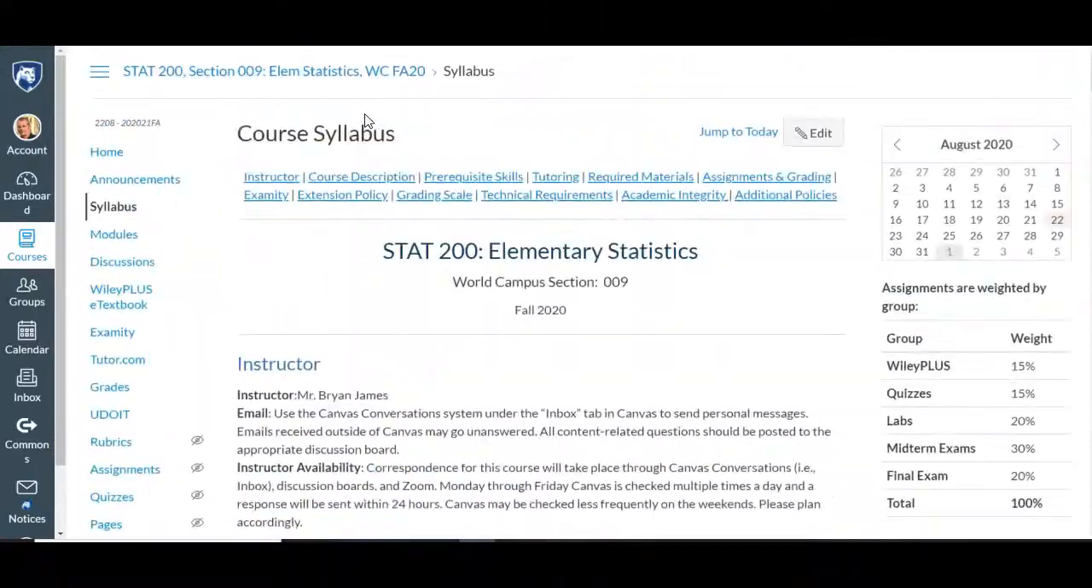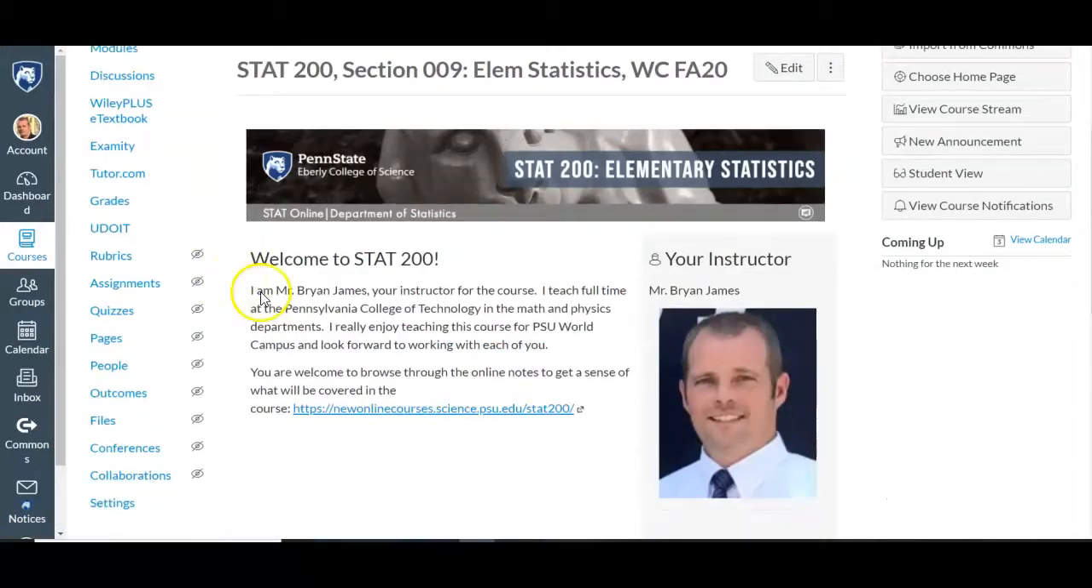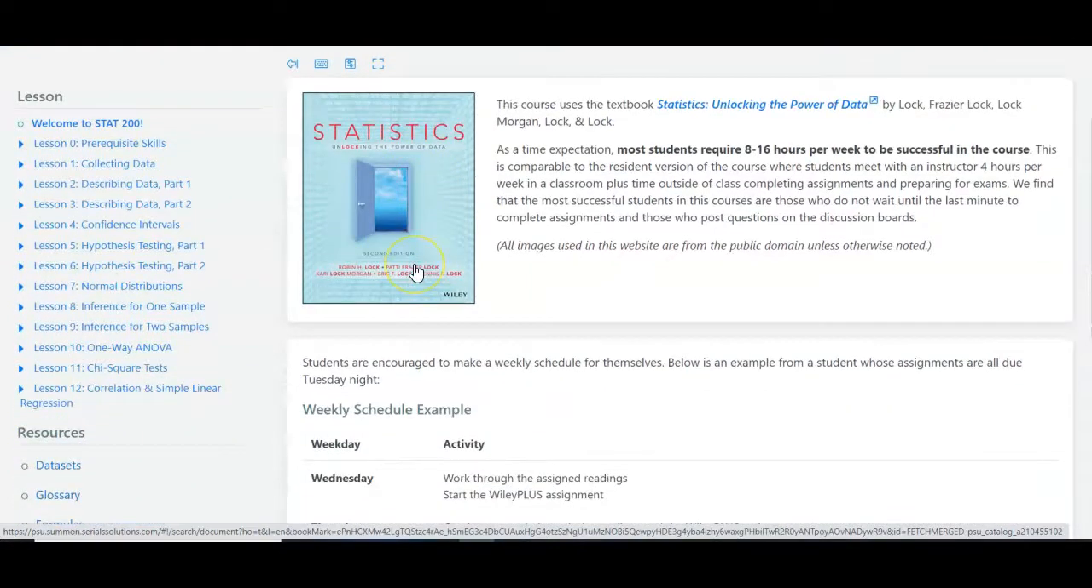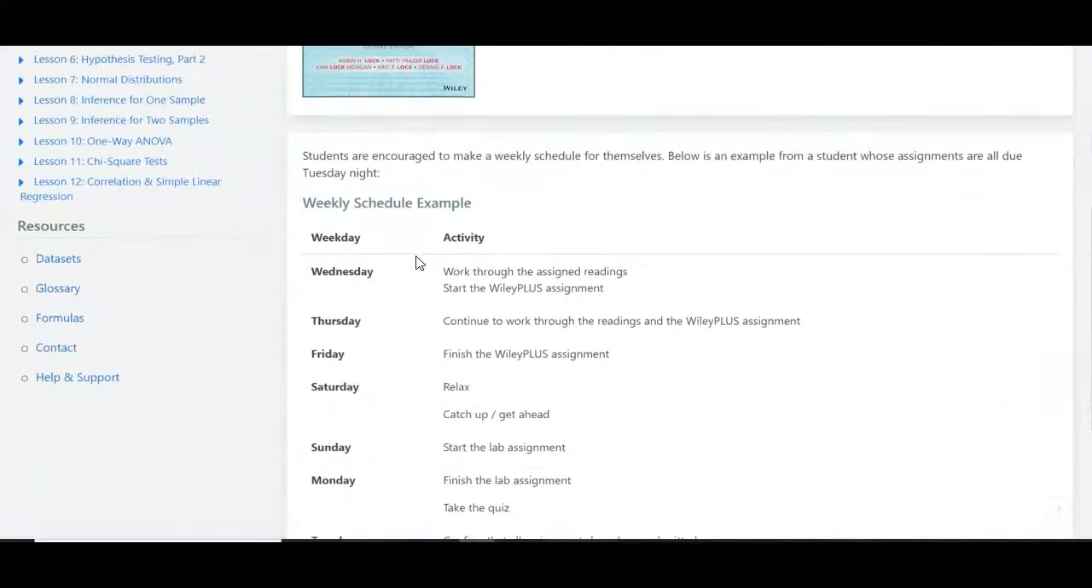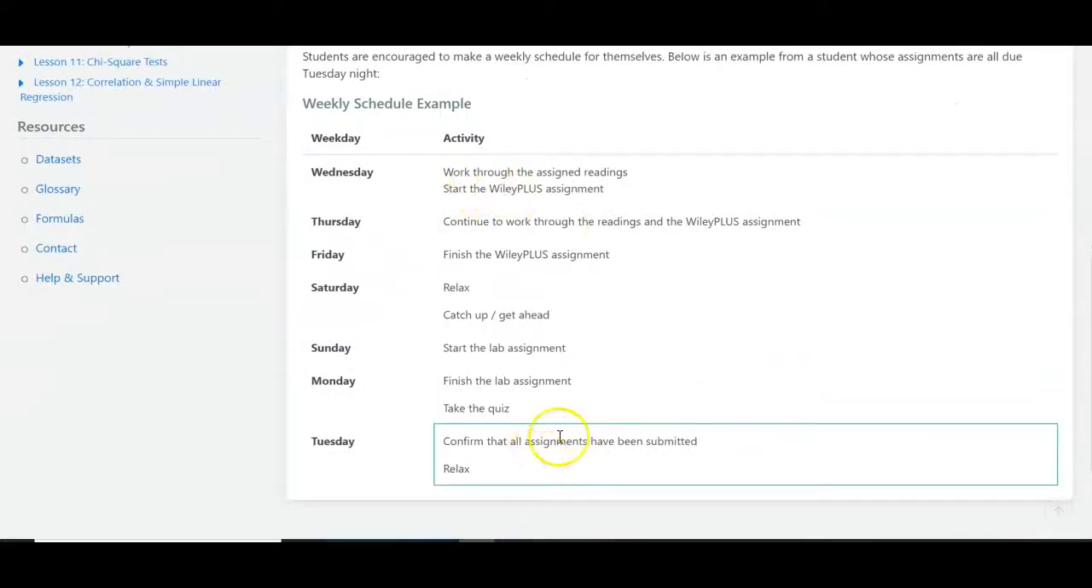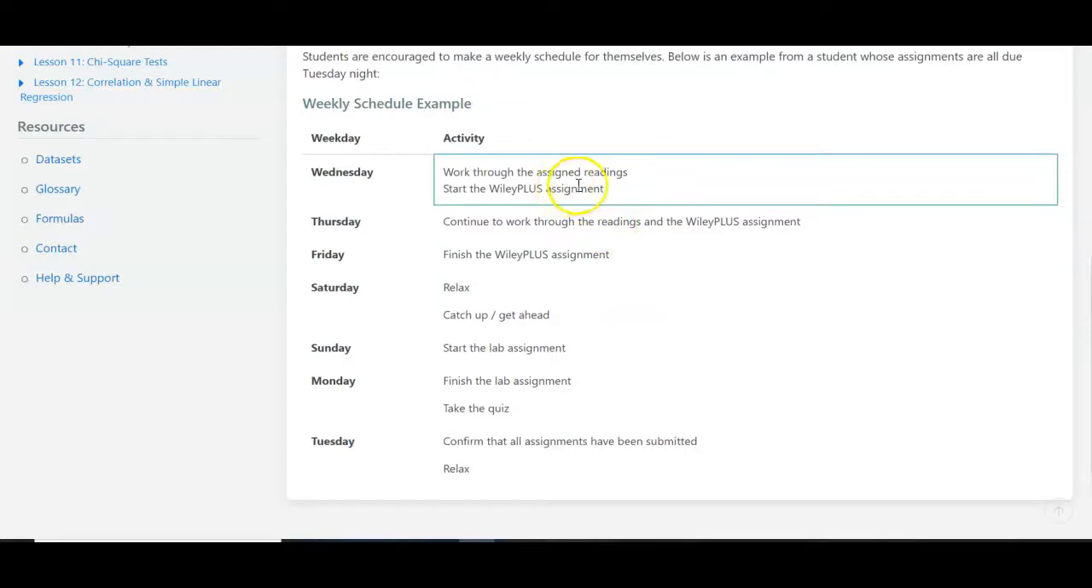Only one other thing I'd like to point out to you before I turn you loose and wish you good luck, and that is our online notes. And again, the pertinent one for each week is embedded into your module. But I want to point out to you that at the beginning of this, there's actually a schedule suggested for you. So most of our stuff is due Tuesdays, but we're suggesting that, hey, on Wednesday, just get a start. Don't be procrastinating too long, because that ends up being not the kind of grade or understanding of material that you would like. So work through the assigned readings, start the Wiley Plus, continue to work on those.